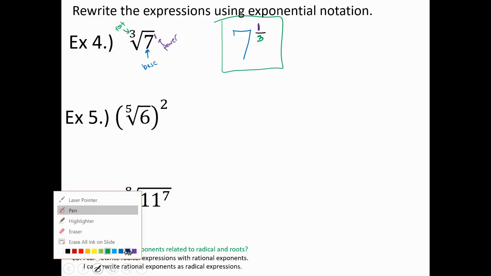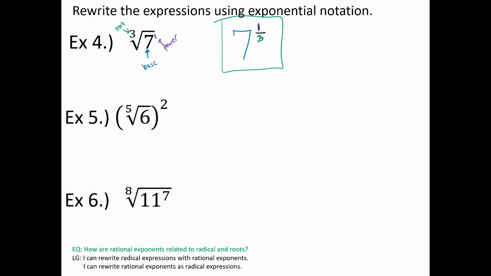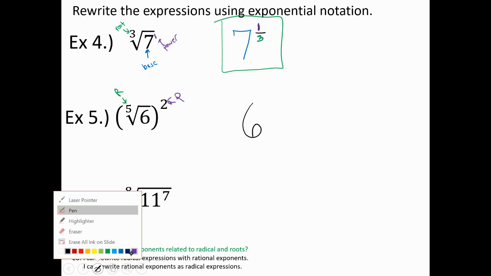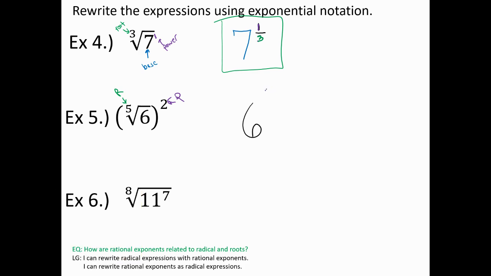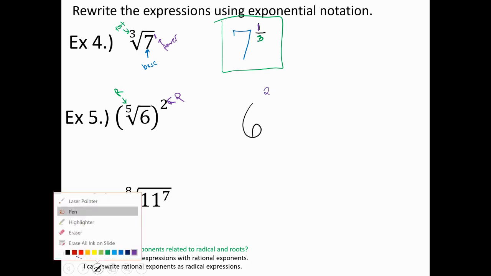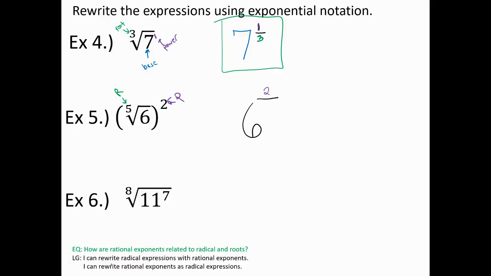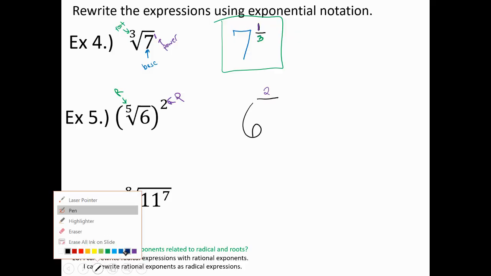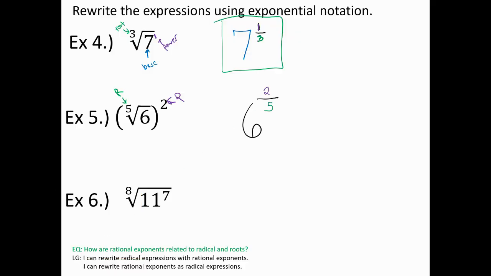All right, so now example 5. I'm going to go a little faster. What is our power? Well, that's nice. Our power is right here. What is our root? Well, that's easy. The root is right here. Our base is 6, so always start with your base to the power over root. Power over root. Our power is 2. Our root is 5. That is it. We are done. 6 to the 2/5 power.